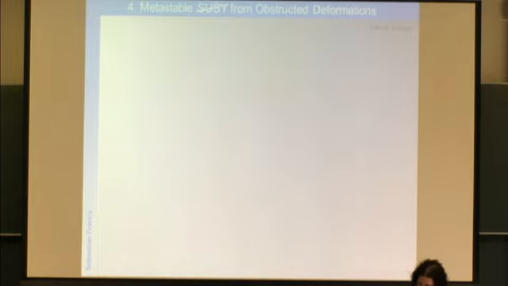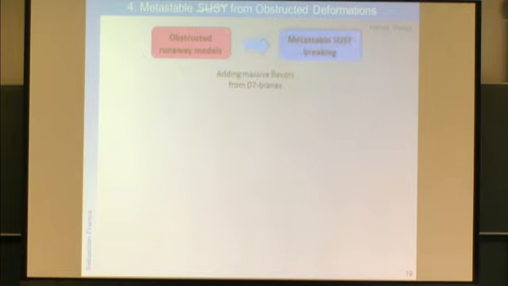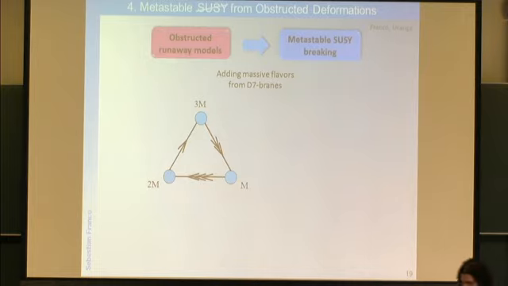you can take these models and meta-stabilize them. Okay, so you can take these obstructive runaway models and turn them into something which has metastable supersymmetry breaking by adding massive flavors. What you are going to do at the end of the day is cook up something that looks like the integrated Seiberg-Witten model. This is not the cheapest way of constructing ISS, but it's one way in which you can meta-stabilize these models.